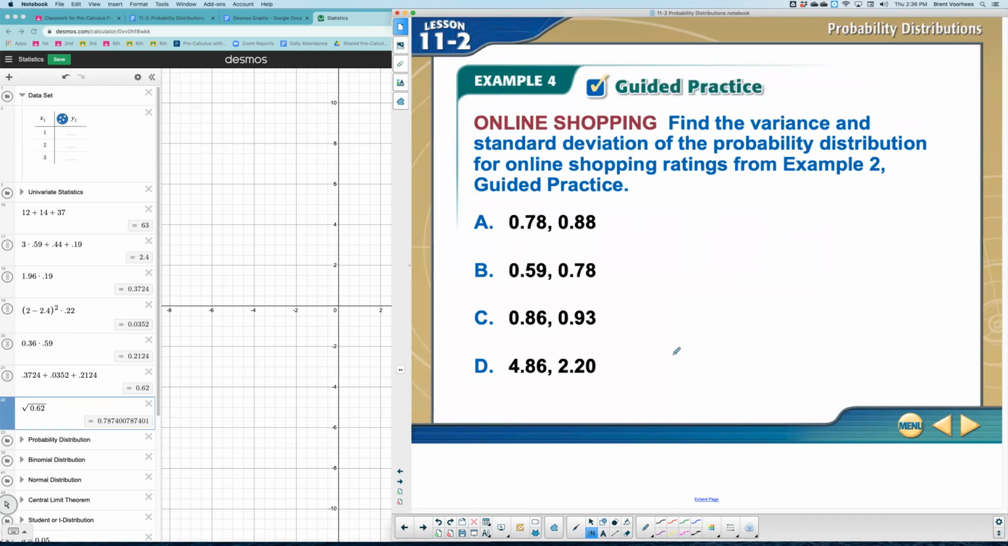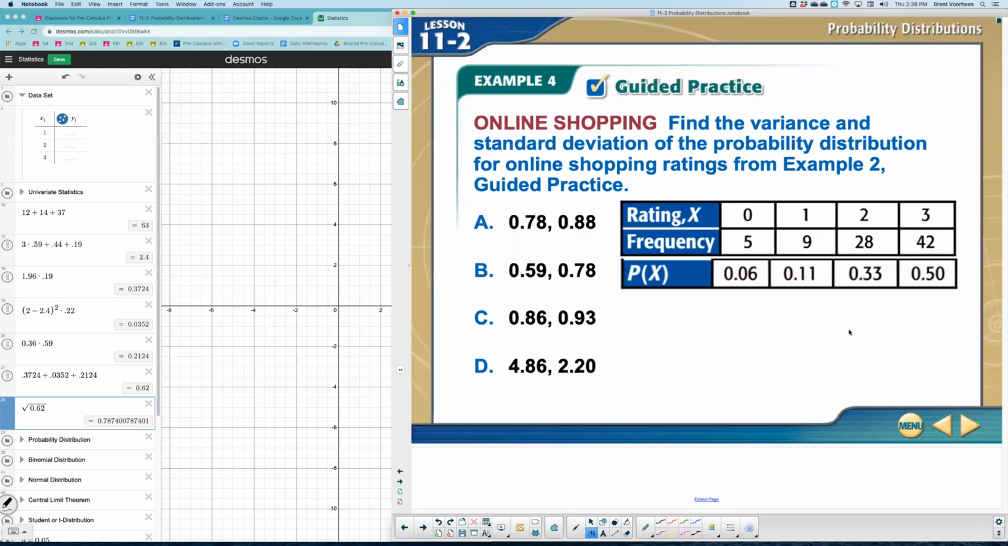All right, with that, I'll let you try, again, using the same data from your example 2 and example 3 guided practices. Use that same data, that same chart to come up with these values. And I've copied this on here, so if you need to pause the video to have your numbers together, you need to find your mean, and then from there, multiply through and get your variance and standard deviation. Pause the video if you need to.